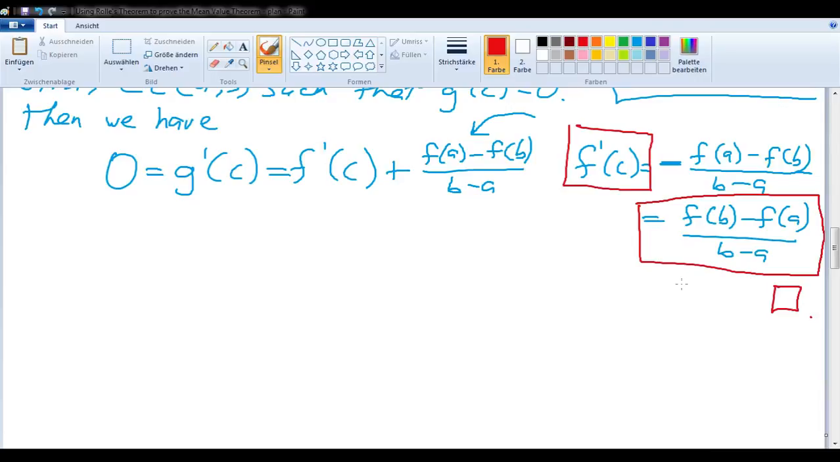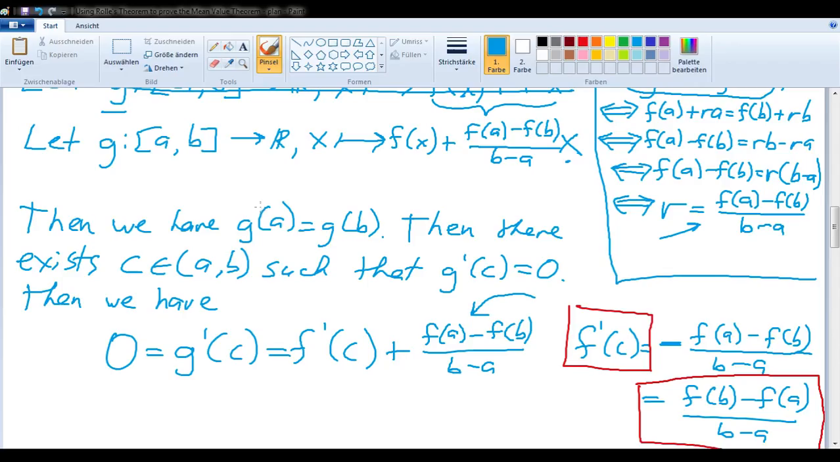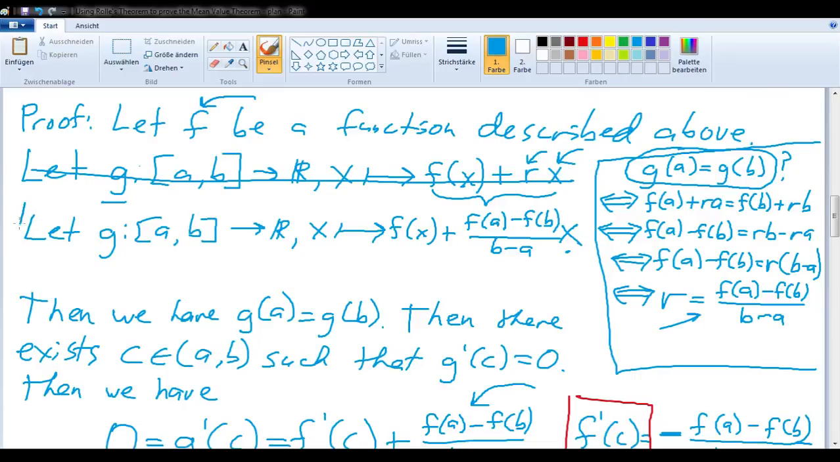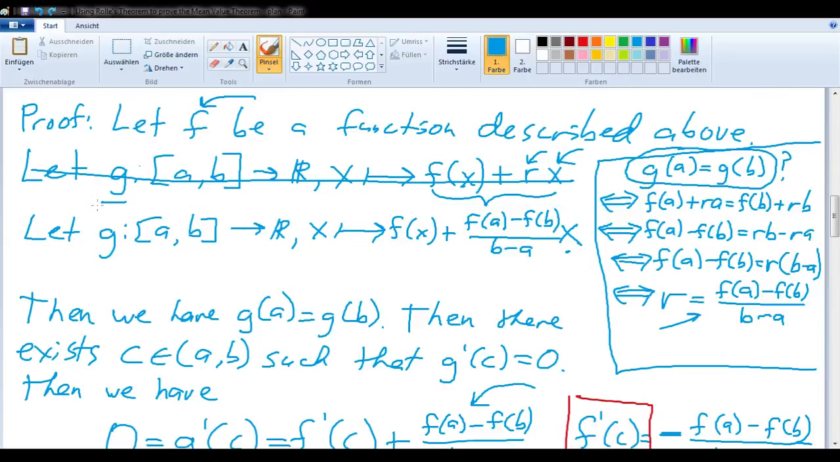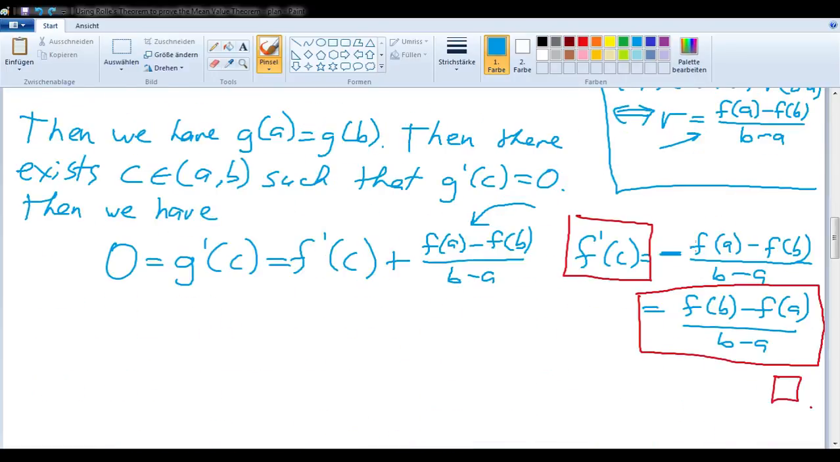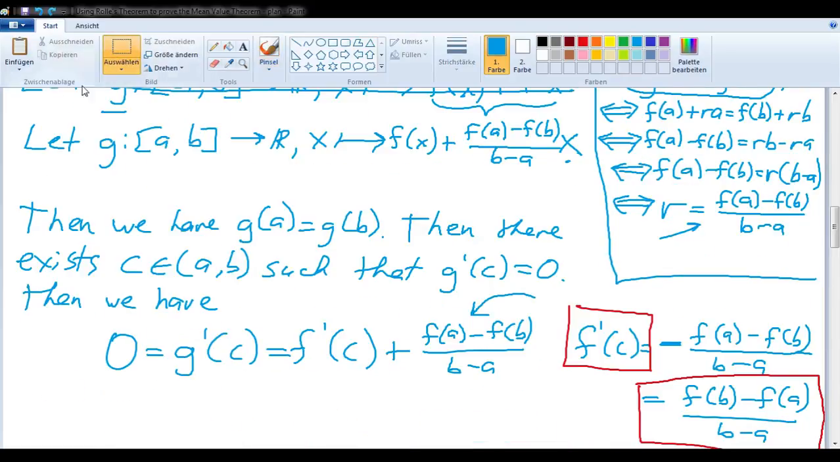But let's take a closer look and see if we can't make this a little more elegant. We had this definition here of g. If we just change one sign, we could make that a little more elegant. We have here f of a minus f of b over b minus a, right? This right here. And what we're trying to show is f of b minus f of a over b minus a. Almost the same thing.